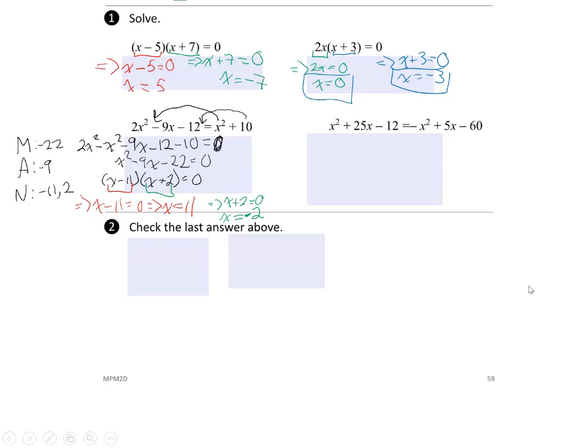Collect like terms, factor, and then solve for x. Set the brackets to equal 0 and solve for x. It's really not that complicated. If you know how to factor, this is really straightforward.